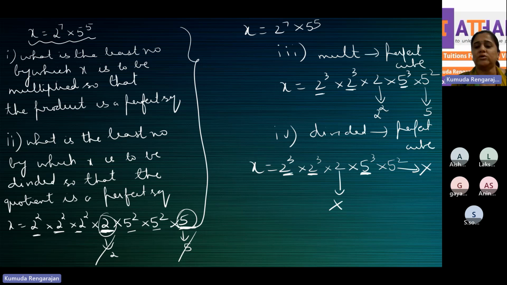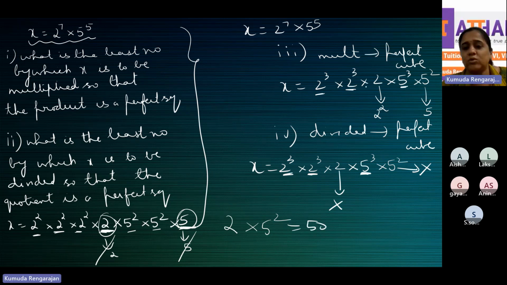So in all, you'll take 2 into 5 square, 50. Correct? You're going to remove the 2. You're going to remove the 5 square. You're going to simply take away the 2 and take away the 5 square. So you're taking away 25 into 2, 50 you're taking away.